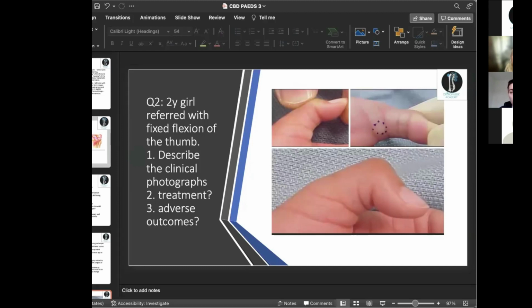Okay, so talk me through your operation. In an appropriately marked and consented patient, consenting the parents, I would have the child under general anesthesia with the hand on a hand table, and I would make a longitudinal incision over the Notta's node.